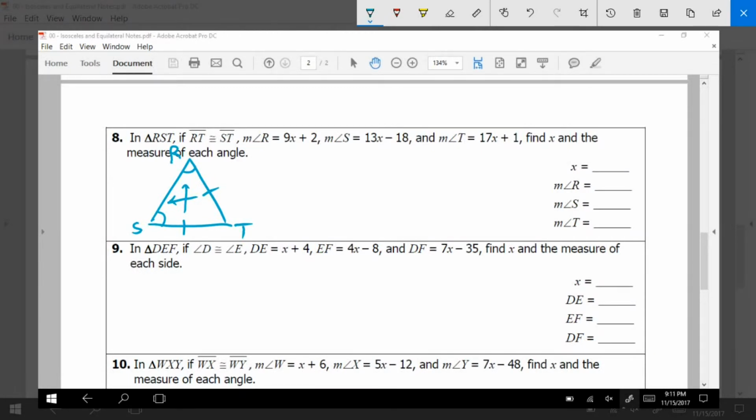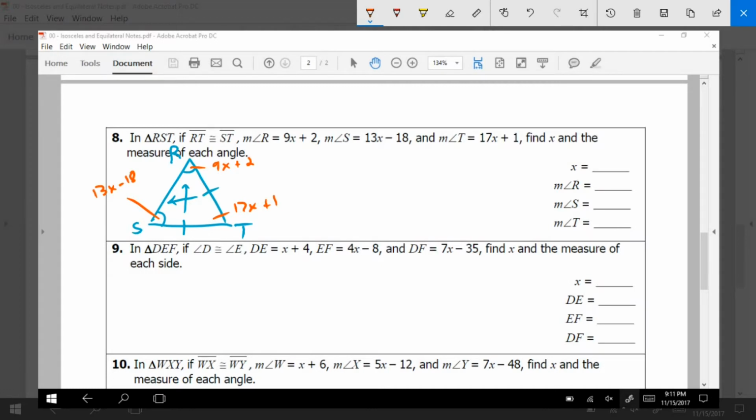Okay, now let's continue reading. If the measure of angle R is 9x plus 2, so R right here, 9x plus 2, and the measure of angle S is 13x minus 18, so this is 13x minus 18, and the measure of angle T, that's right here, is 17x plus 1, find x, and then the measure of each angle.